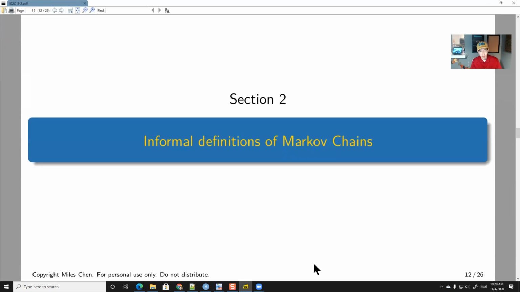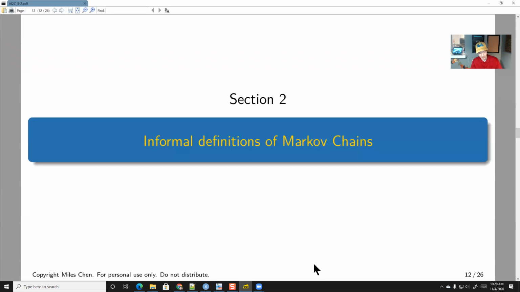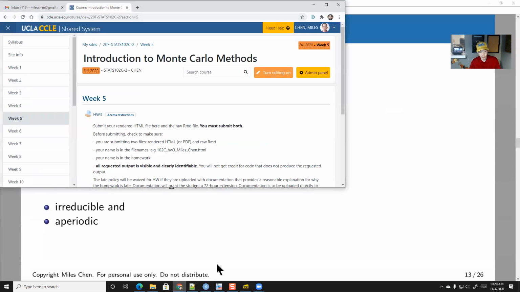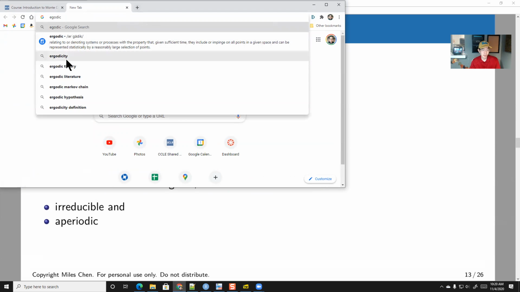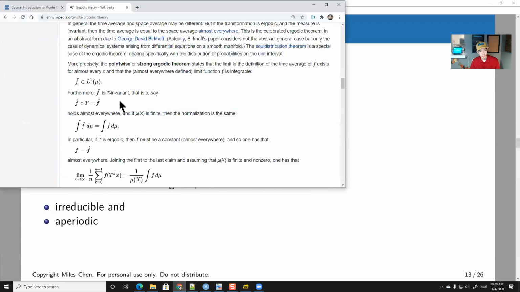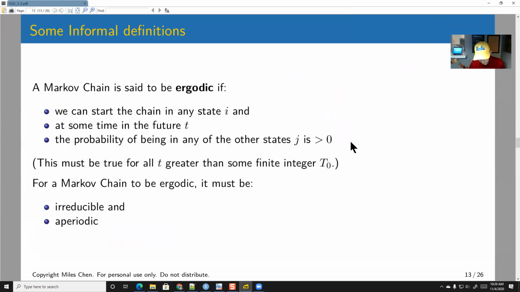So, I'm going to give you some definitions about what it means to be ergodic. These are mostly informal definitions. You can go down a big rabbit hole on stochastic processes, and you can just look up ergodicity and ergodic theory, and there's a lot you can read up on in Wikipedia, which will be a lot more mathematically formal and rigorous. I'm just giving you the general gist of the ideas, okay?